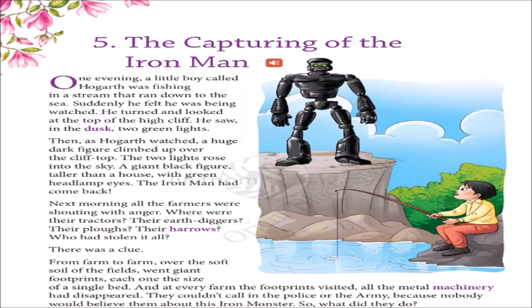And at every farm the footprints visited, all the metal machinery had disappeared. They couldn't call in the police or the army because nobody would believe them about this iron monster. So what did they do?